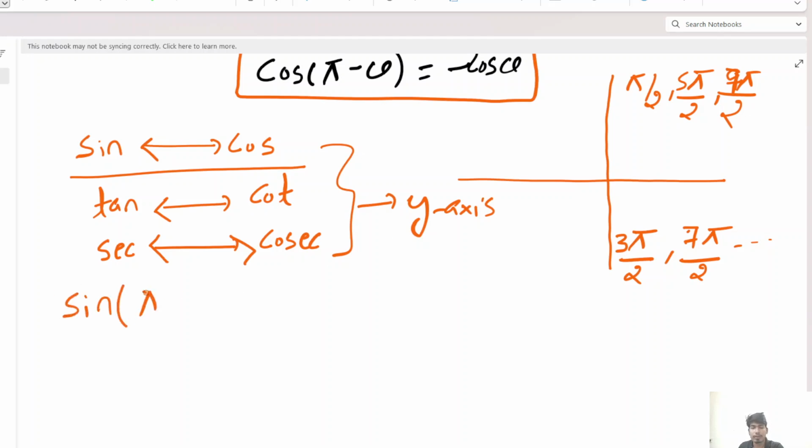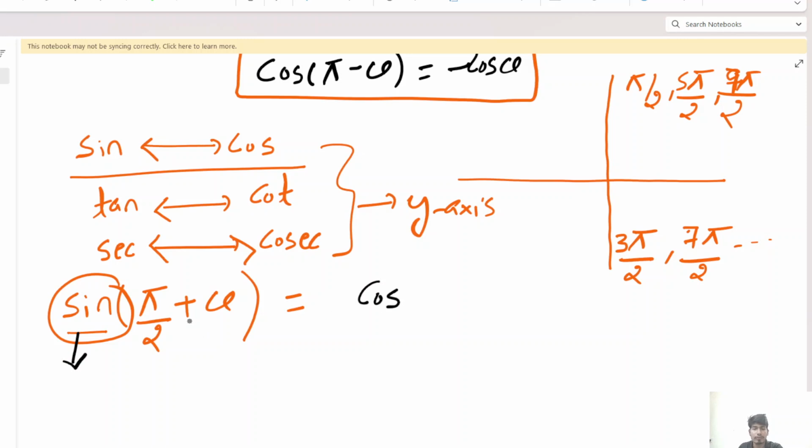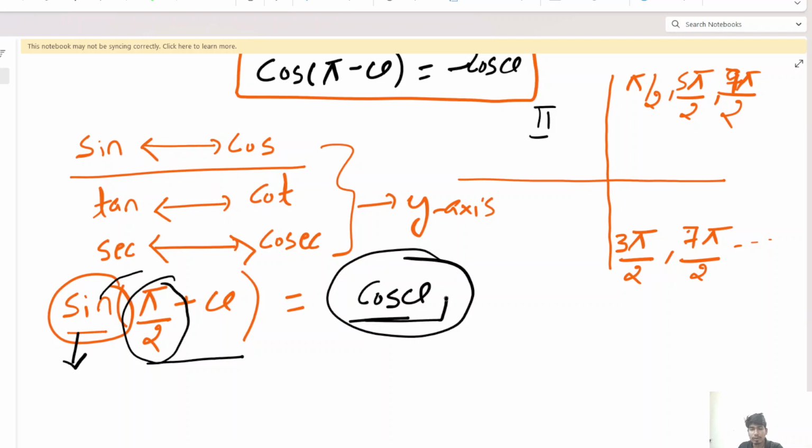Sine of pi by 2 plus theta. I already told you we look only at this function. We know sine changes into cos when it is pi by 2 here. And pi by 2 plus theta is in the second quadrant, and the sine function is positive in this quadrant, so this is cos theta. Note that we don't look at cos, we look only at this function, sine, according to the quadrant.